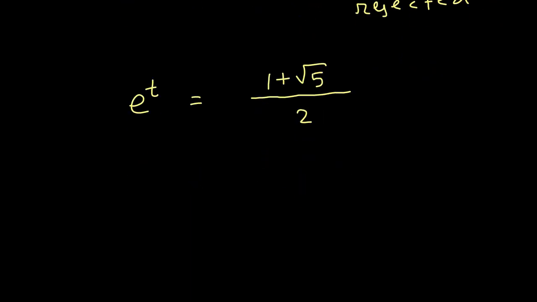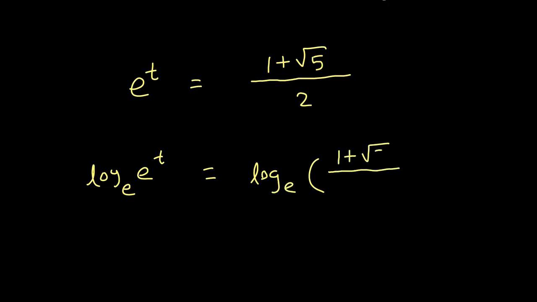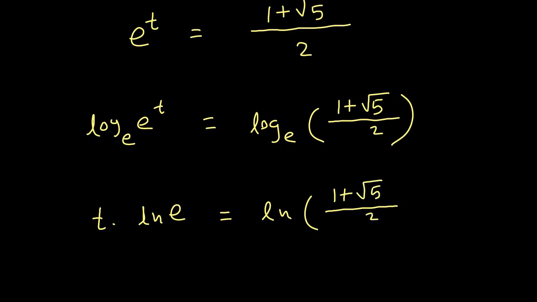We can take natural log on both sides and we can write log base e of e to the power t equals log base e of 1 plus the square root of 5 by 2. Then we can write t times ln e equals ln of 1 plus the square root of 5 by 2.